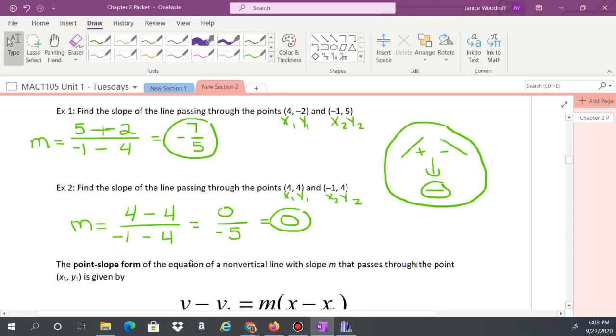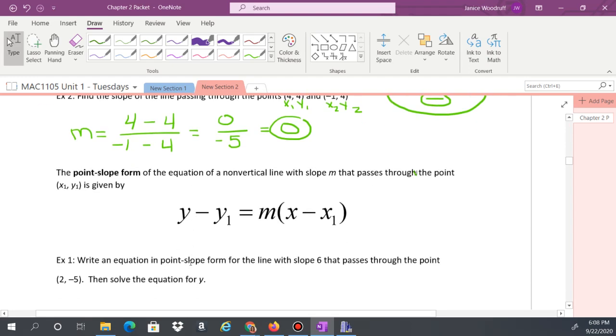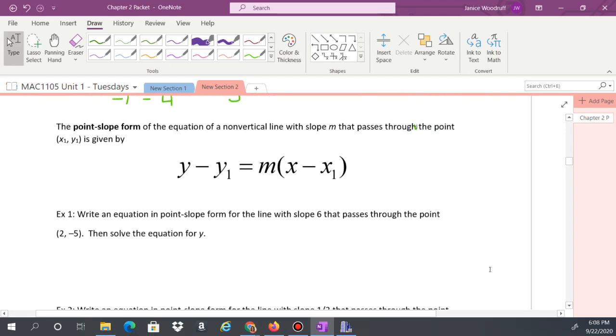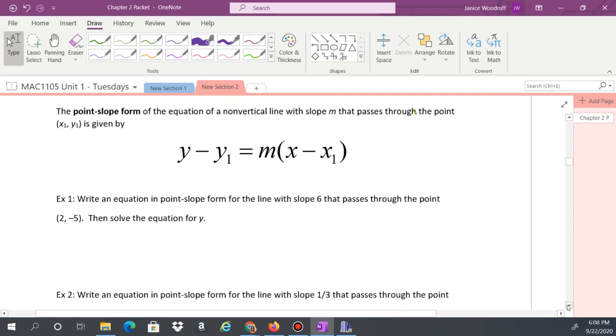All right, next formula is point slope form. So this is when we have a slope and a point on a line, or 2 points on a line, because you can take the 2 points and find the slope. So you have y minus y1 equals m times x minus x1. So in example 1, you want to write an equation in point slope form for a line with slope 6 that passes through the point 2, negative 5.